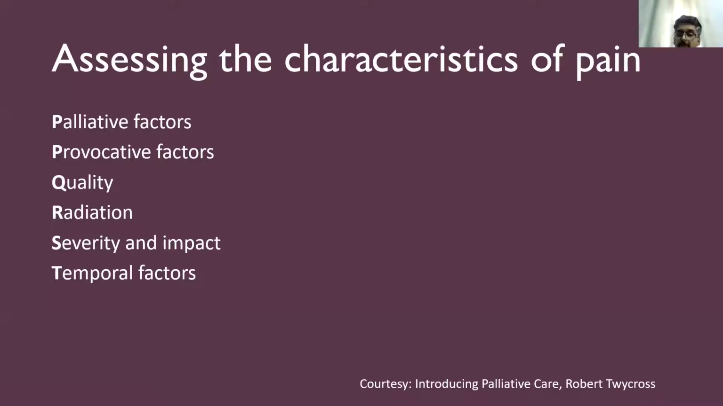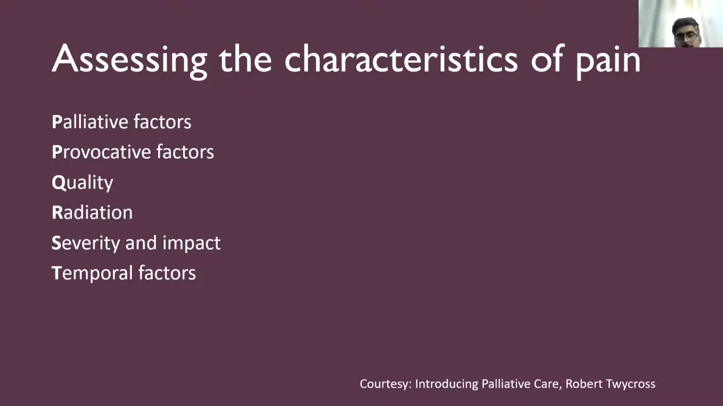Assessing the characteristics of pain is very important, because only then can we give analgesics or whatever medicines to help with the patient's pain. This is one mnemonic we usually use in assessment of pain. It is called the PQRST. P would be palliative factors and provocative factors, what increases the pain and what decreases the pain, and Q, quality of pain. R is radiation, whether it is spreading anywhere else, S, severity and impact, and T, temporal factors.